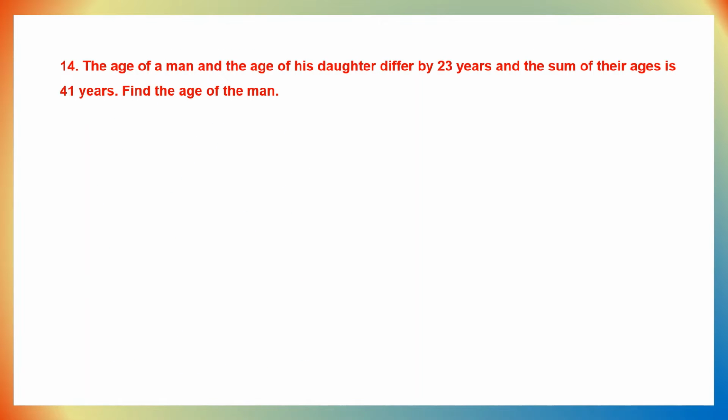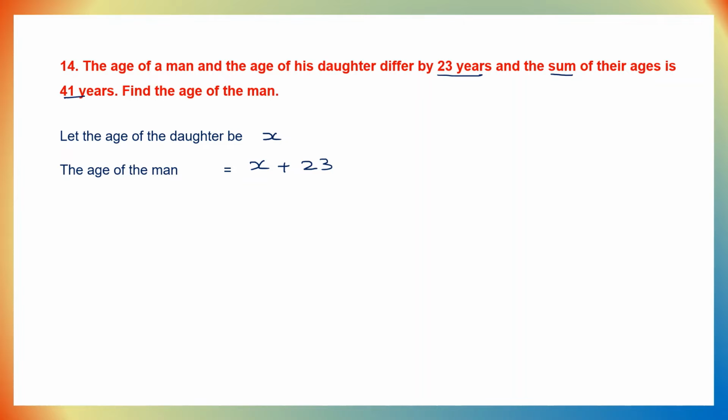Question 14. The age of a man and the age of his daughter differ by 23 years, and the sum of their ages is 41 years. Find the age of the man. So let's start by saying that the age of the daughter be x years. So in that case, the age of the man will be x plus 23 years, isn't it? Because it says it differs by 23. Then the sum of their ages, that is the daughter's age plus the man's age, that is x plus 23, together this is 41. So now we have to find the age of the man.